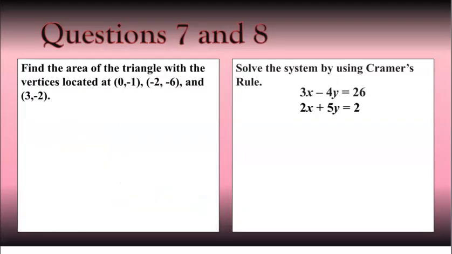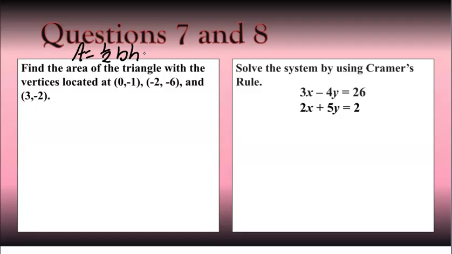Question 7. Find the area of the triangle with the vertices located at (0, -1), (-2, -6), and (3, -2). Now, area of a triangle is found by taking 1/2 times the base times the height. But here we don't have any diagram. We're just told the vertices that you could use on a coordinate plane.